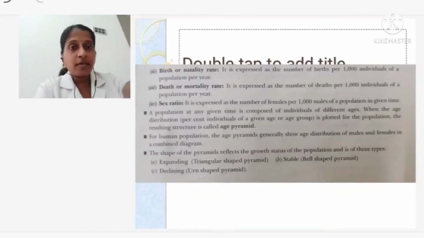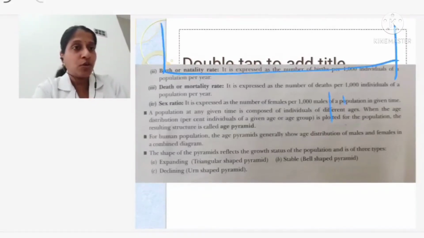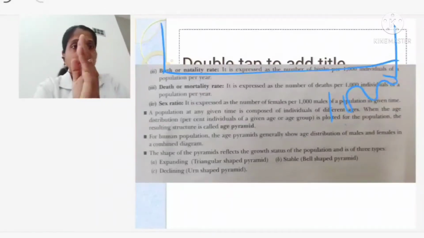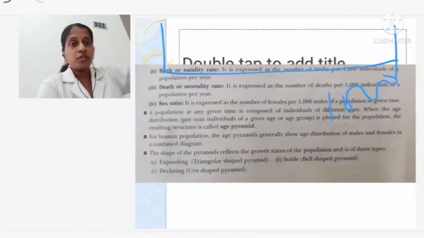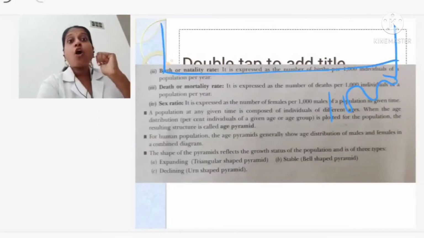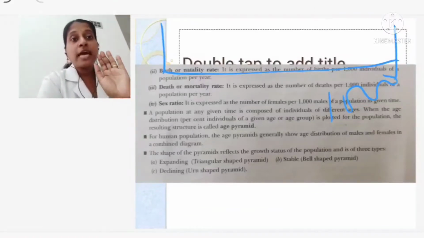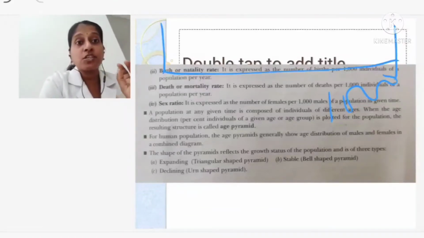So from this area to some area, how many thousand males are coming, I am counting. Okay, so this area is considered, and till this area I consider 1000 males are there. In that family, in that area, how many females are there? So that is what we call as what? The sex ratio. It is expressed as the number of females per 1000 males of a population in a given time. Okay, so how many females are there per 1000 males in a given time? We call it as what?